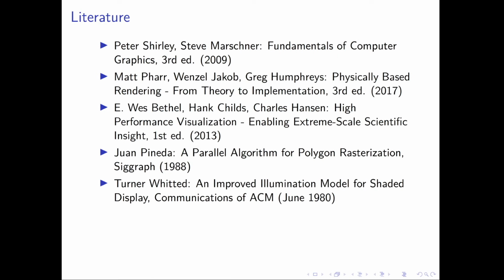And then there's a bunch of papers that I also mentioned in line, and most notably there's the paper by Pineda that you should have a look at. The Pineda algorithm in general is pretty relevant for us, and so is the ray tracing algorithm. One of the earliest papers there is the one by Turner Whitted, which describes Whitted ray tracing. There's a whole corpus of papers and literature on ray tracing, but also on other computer graphics topics. And this is really just a tiny sample of the papers that could and probably should be mentioned in a list like this.